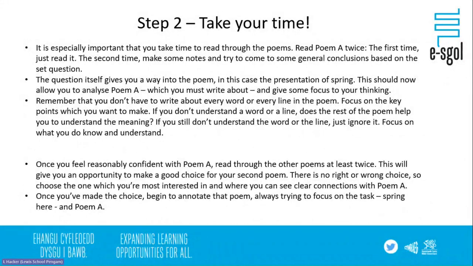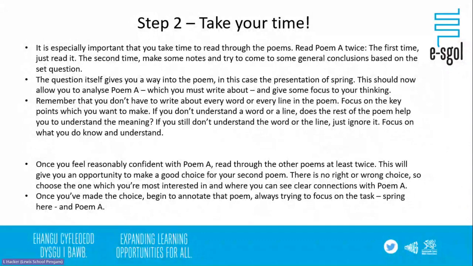This should now allow you to analyse poem A, which you must write about, and give some focus to your thinking. Remember, you don't have to write about every word or every line or even every section of the poem. Focus on the key points that you want to make. If you don't understand a word or a line, does the rest of the poem help you to begin to understand the meaning? But if you still don't understand it, don't panic, just ignore it and move on. Focus on the parts that you do understand.